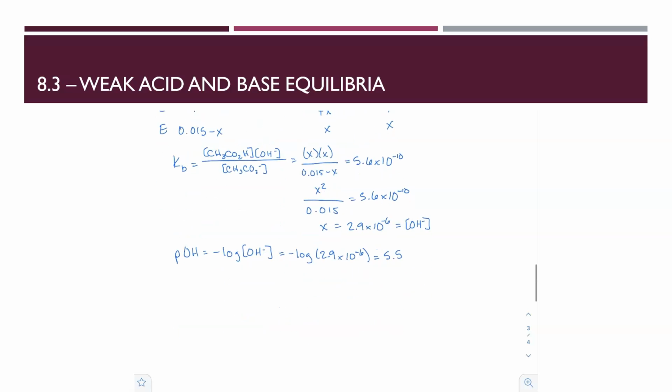Now we know that pH plus pOH equals 14. Or we could write this as pH equals 14 minus pOH. Because the question doesn't ask about pOH, it asks about pH. So we've got one more step. So then pH equals 14 minus 5.5, which gets us a pH value of 8.5.